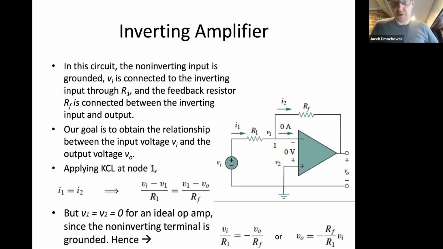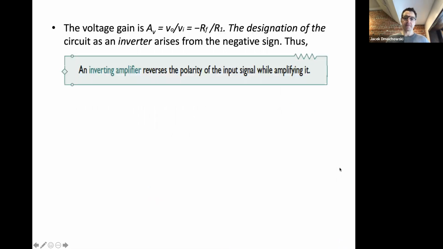And all you have to do, by the way, to flip if you want the opposite sign is, you just flip your battery the other way around over here. Right? If you put the negative pole at the top and the positive pole at the bottom, you'll get the opposite sign at the output. So an inverter reverses the polarity of the input while amplifying it.